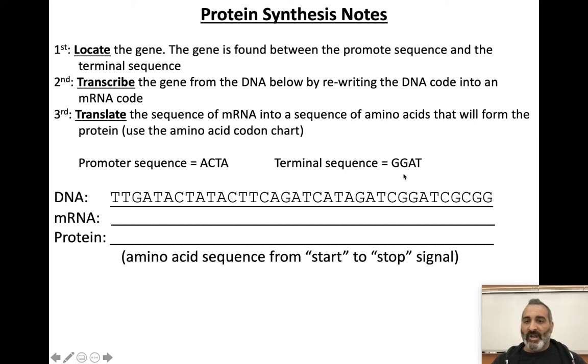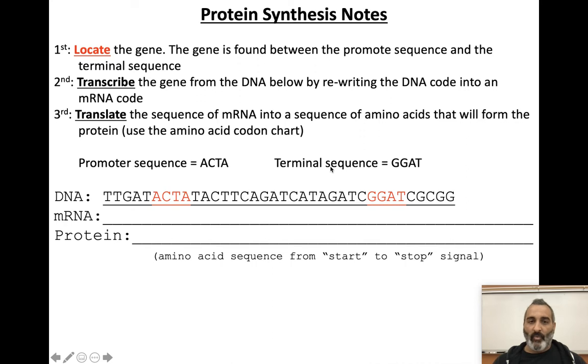GGAT is over here. GGAT, that's the terminal. So the gene is found between the promoter sequence and the terminal sequence. So here's where they're at. There's the promoter. There's the terminal sequence. So I've done it now, I've located the gene for you.